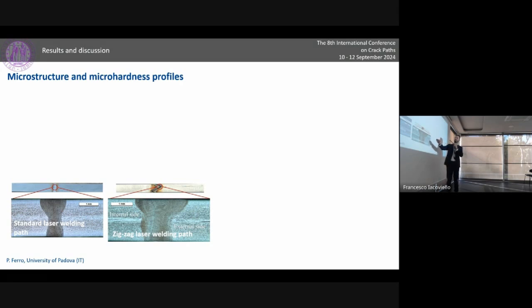we need to select which kind of section to consider, and we consider the section here where there is the crest of the path. If we consider this section, the resulting fusion zone is this one, and it appears larger, of course, compared to the standard laser welding path. Moreover, we have to distinguish the internal side, that is this part, and the external side, that is this part.